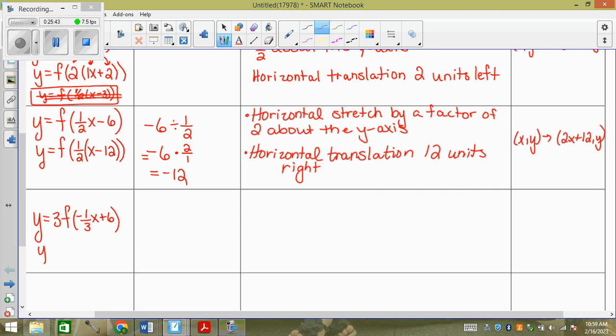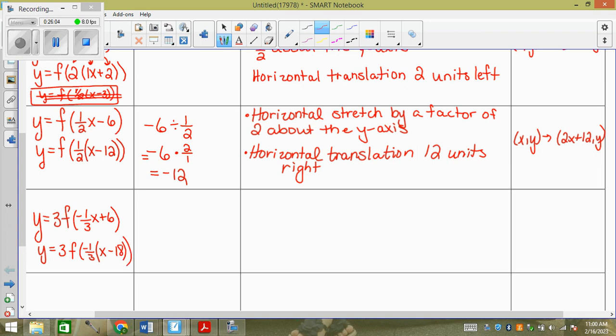Okay, this one, I'm going to get 3f. I take the negative a third out because I have to have it in y equals, which I already do, and I have to have a 1 in front of my x. So I go negative 1/3, take out 1/3, I get x. And then plus 6 divided by negative 1/3 is actually negative what?